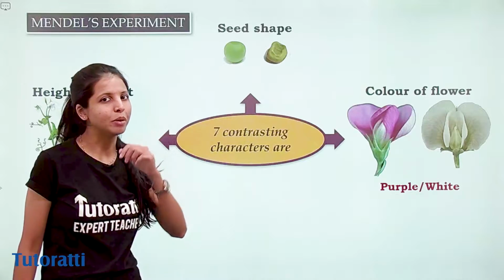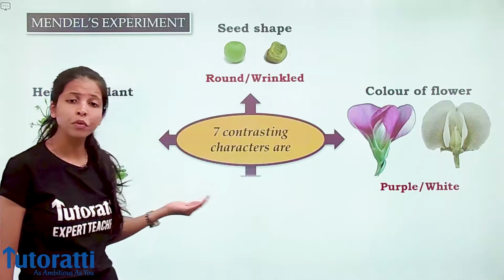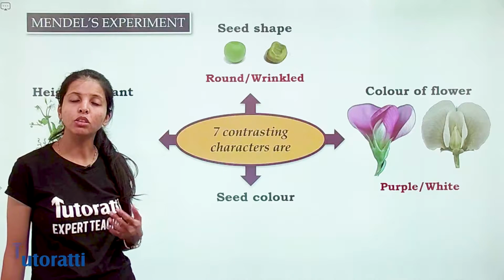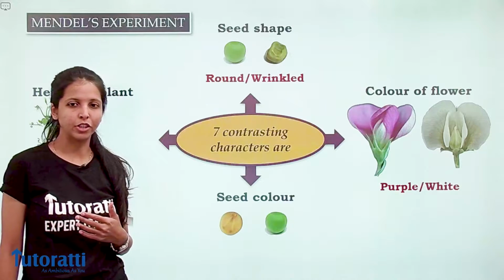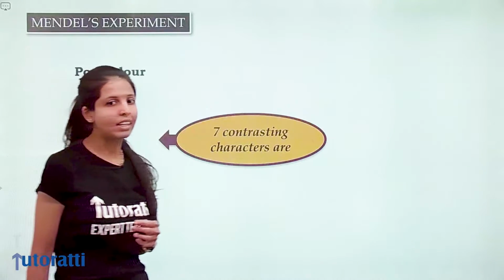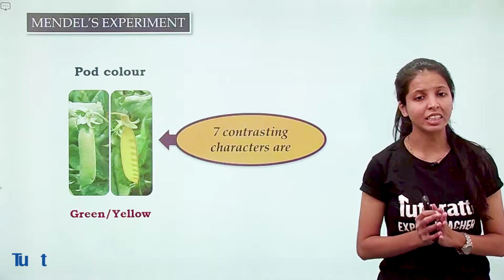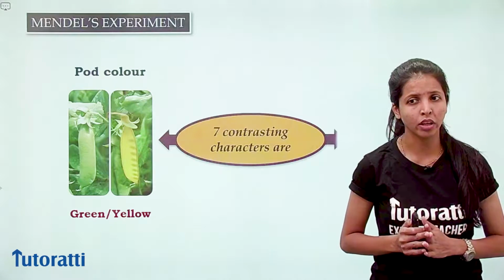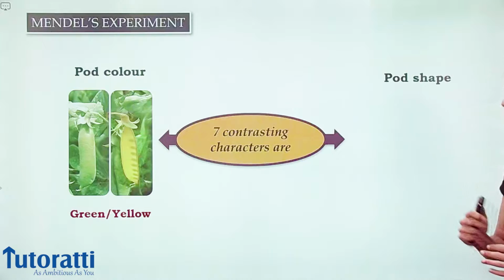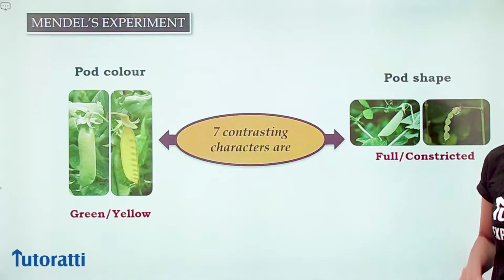Seed could either be round in shape or wrinkled. So this was the third one. Fourth, if we talk about it, it was the seed color. It could be yellow in color or green. Next characteristic was pod color. Pod could be green in color or yellow in color. Followed by the sixth characteristic, pod shape. It could be full or constricted.